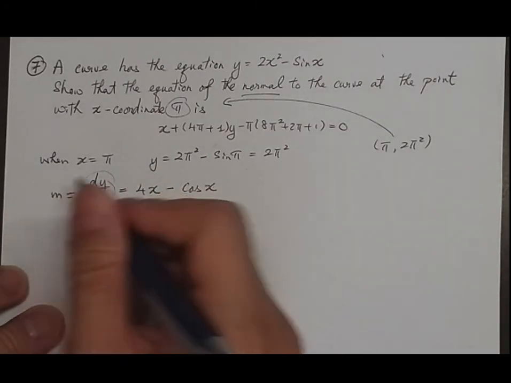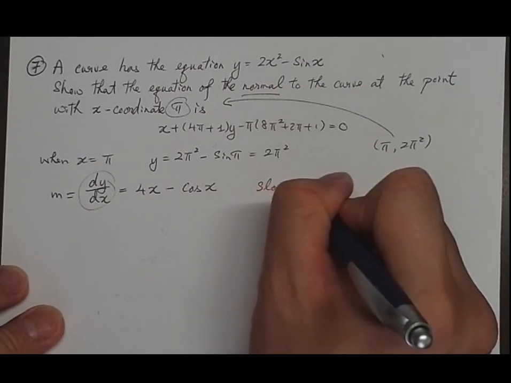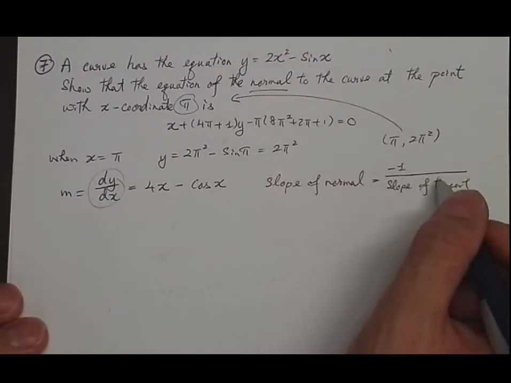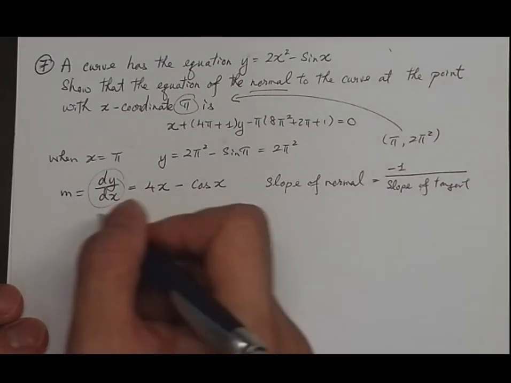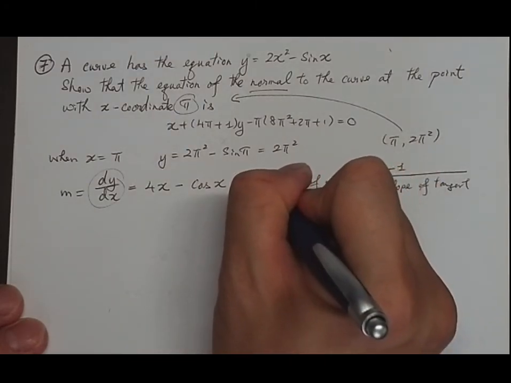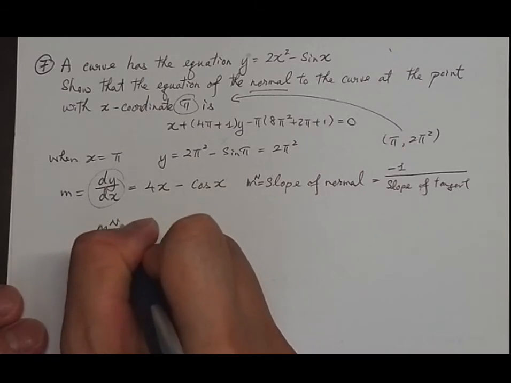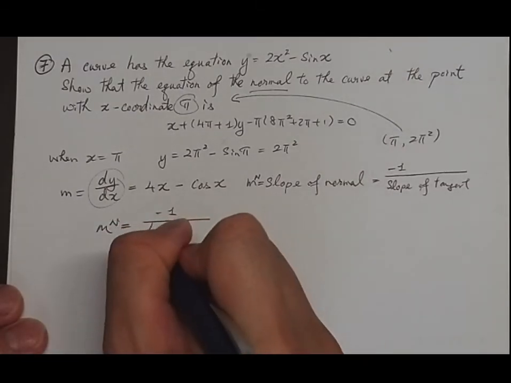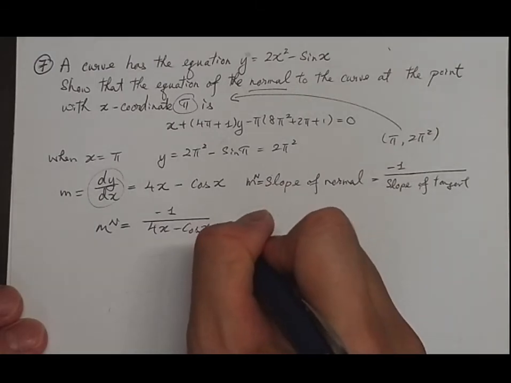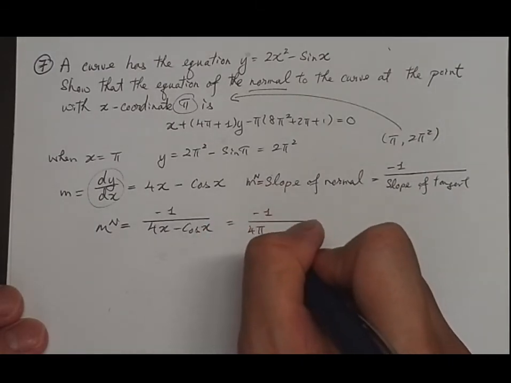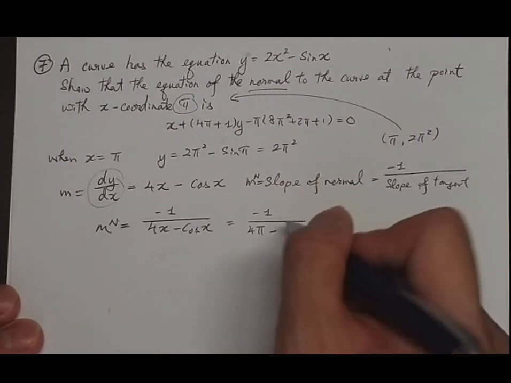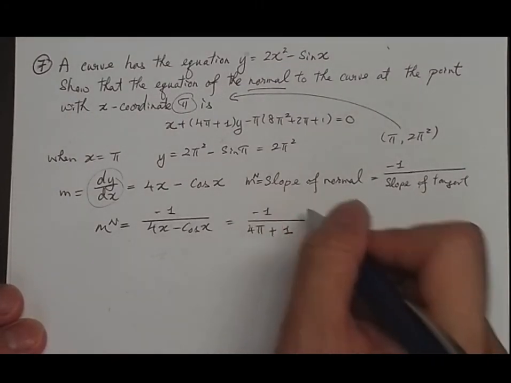And if we want to find the slope of the normal, the slope of the normal is equal to minus 1 over the slope of the tangent. So at this point, we let the slope of the normal be m, so m normal, we call it mn. So mn is equal to minus 1 over 4x minus cosine x. But as at this point x is pi, it is equal to minus 1 over 4 pi minus cosine pi. And cosine pi is equal to minus 1, so minus cosine pi is equal to plus 1. We got the slope of the normal at this point.